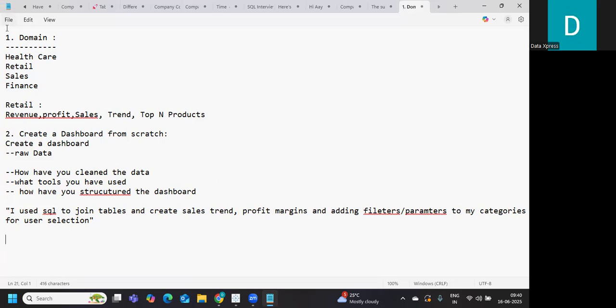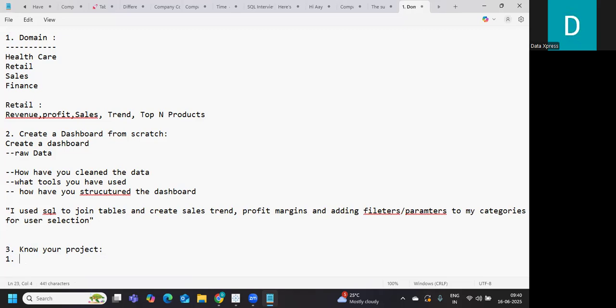Third, so first we have identified the domain that we want to explain. Second part that we have learned is creating a dashboard from scratch on the domain that we have identified. Third part is know your project. This is very important. Unless and until we know what the project is, we will not be able to justify our answer. What do I mean when I say know your project?